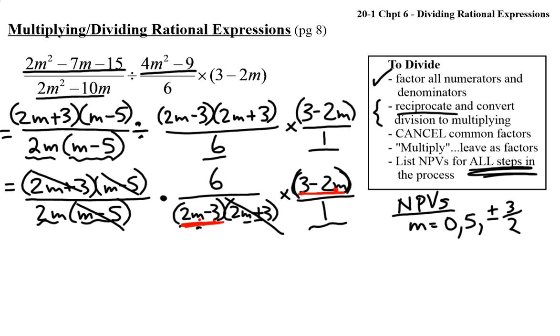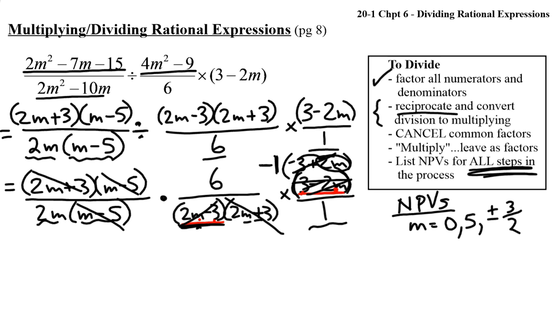If I factor out a negative 1 here, I then have negative 3 plus 2m. We looked at this with the simplifying rationals process. Because I factor out a negative 1, well, now I have the 2m minus 3 and the 2m minus 3. Those will cancel.